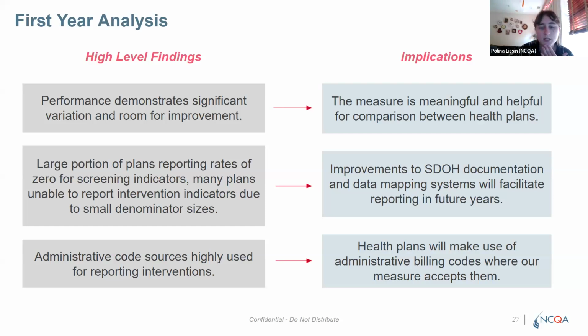And because our measure doesn't currently allow for administrative codes to be used to report the screening indicators, we saw a lot of data availability challenges, and we're looking to reevaluate our measure and try to facilitate easier reporting by adding G and Z administrative codes. So this intent to reevaluate also contributed to our decision to not move the current version of the SNSE measure to public reporting. Next slide.